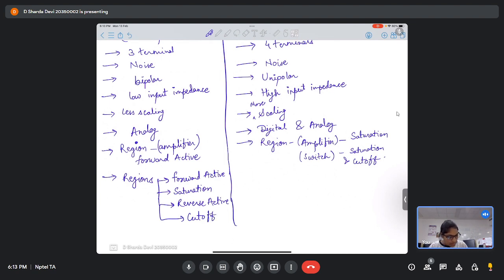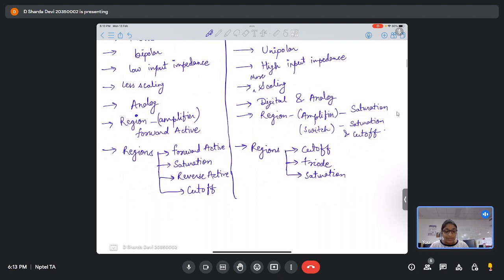What about in MOSFET? Cutoff, triode, and saturation. Okay, so what else, ma'am? From all of this, we can almost find out that BJT is on a decline because most of the circuits nowadays are digital. MOS is industrially more used.